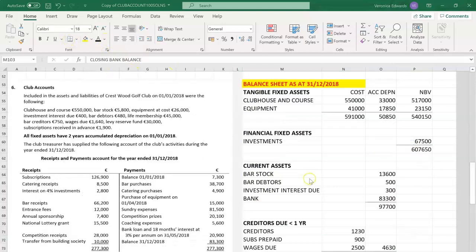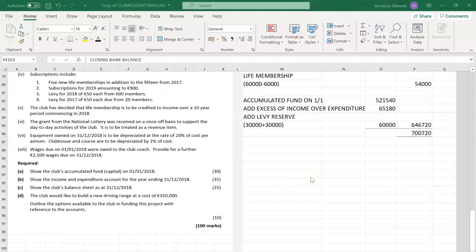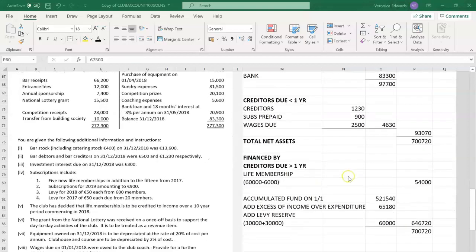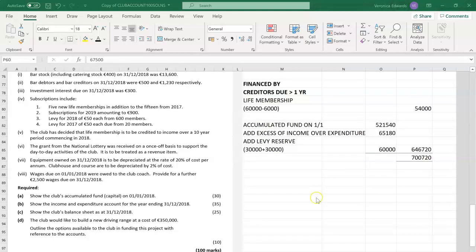€700,720. Now, the only part of the question that we have left to complete is part D. In part D of the question, we're told that the club would like to build a new driving range at a cost of €350,000, and we're asked to outline the options available to the club in funding this project with reference to the accounts.